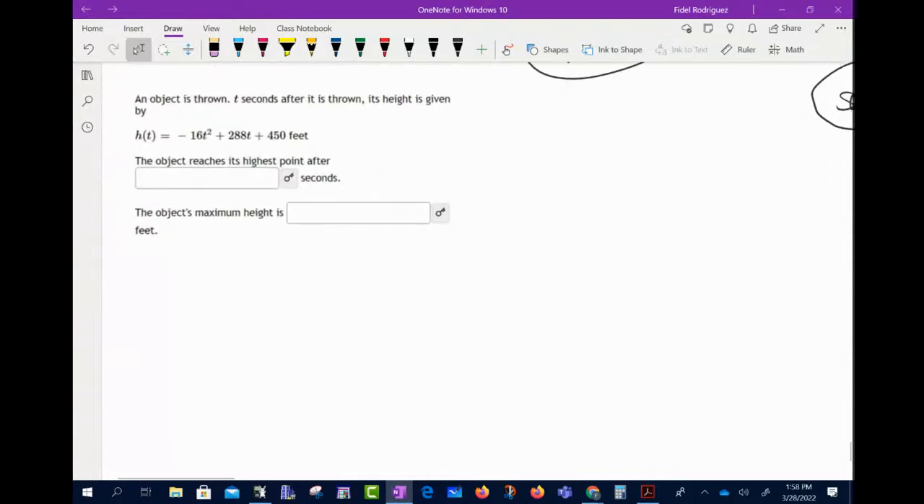It says an object is thrown. T seconds after it's thrown, its height is given by this equation right here. I want you to notice something. They gave me a function, h of t, okay? And h of t is equal to negative 16t squared plus 288t plus 450. And it says the object reaches its highest point after how many seconds, and then what was that maximum height?